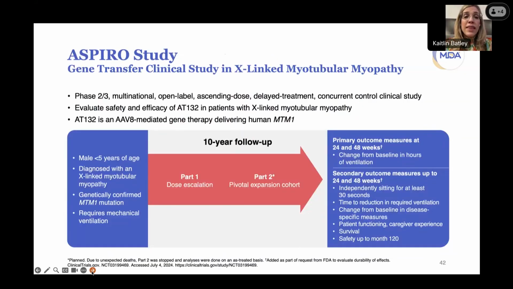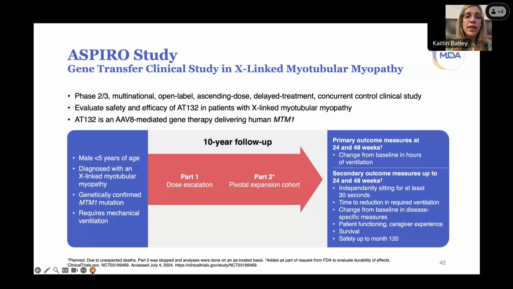All right, so the Aspiro study. So this was a phase 2-3, what we call open label study. So all patients enrolled in the trial received a dose of this study medication. In this particular trial, they used a format called ascending dose, where earlier patients were given lower doses of the medication in order to determine safety. And then as time went on, they were able to escalate the dose.